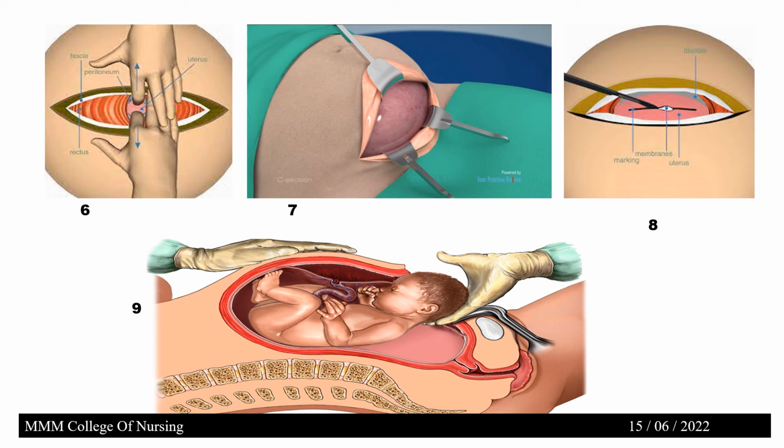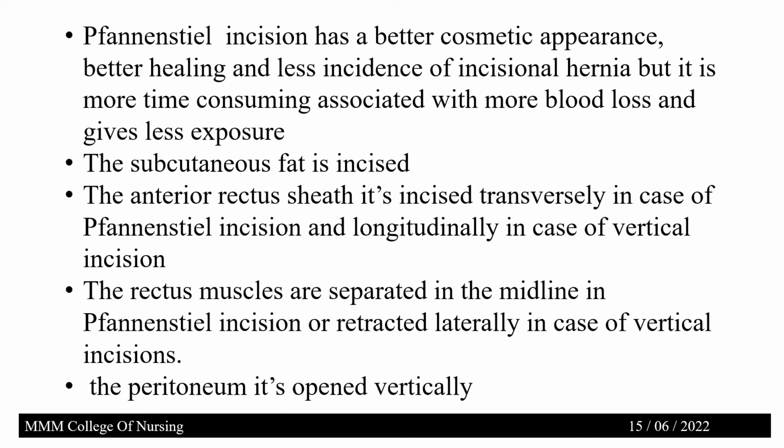Next, as in figure number 9, you can see the head being delivered from the uterus. Now we'll see these steps of LSCS one by one. First, the Pfannenstiel incision has a better cosmetic appearance, better healing, and less incidence of incisional hernia. But it is more time consuming, associated with more blood loss, and gives less exposure.